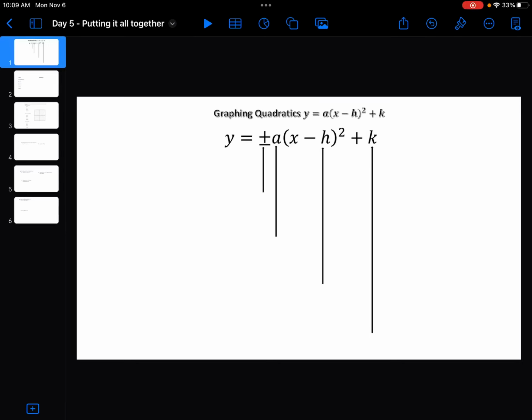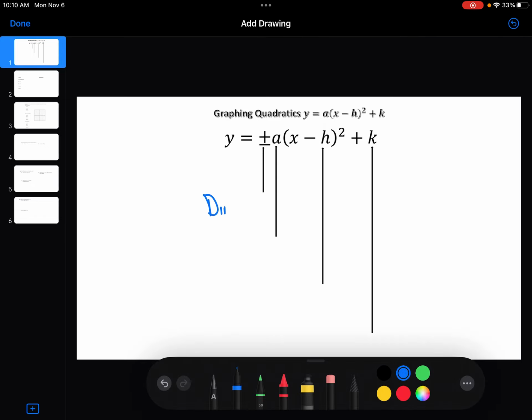All right, so we're gonna put everything together with quadratics now. This is our general equation that we're gonna look at. This is everything that we've done so far, and everything's included here. The first thing that we're gonna look at is the plus or minus. That plus or minus is just the direction of the opening, so that's which way the parabola is facing.